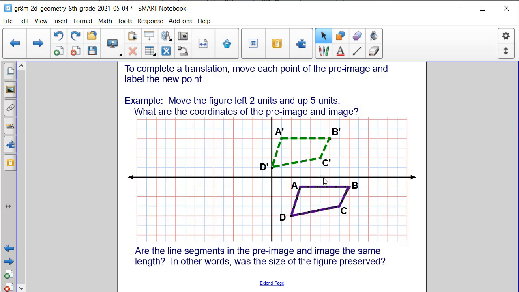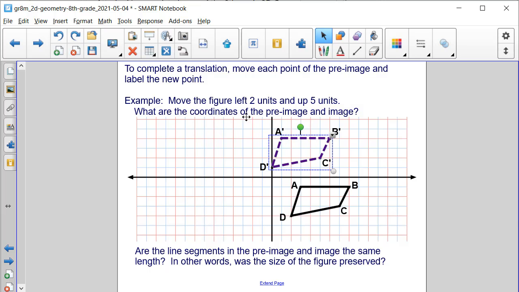Well, let's start by moving the figure first. So we have our original quadrilateral here, A, B, C, D. And we're asked to move it to the left 2 units. Okay, 1, 2, and then up 5 units. 1, 2, 3, 4, 5. Notice we did fall directly on the diagram that was showing before.